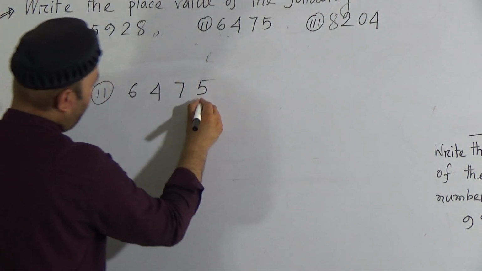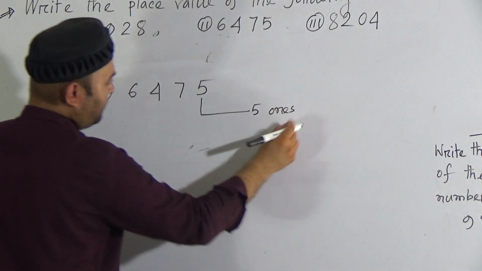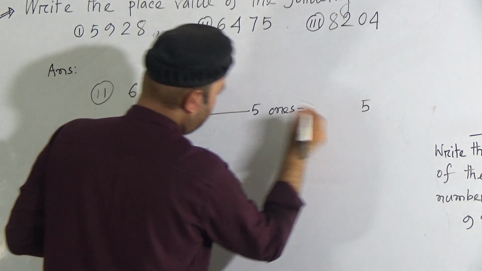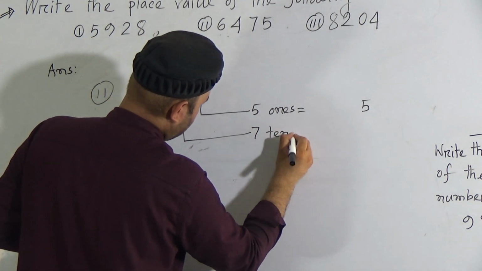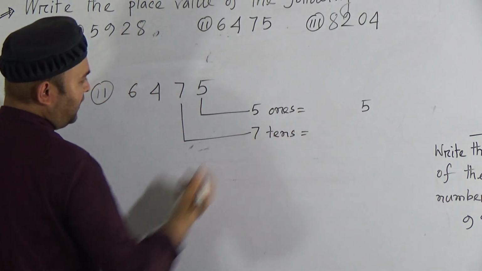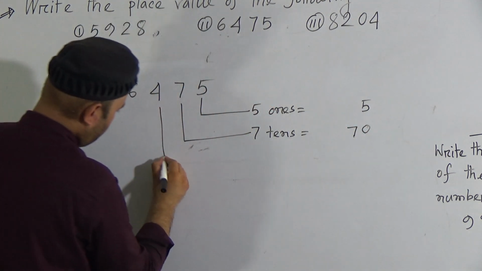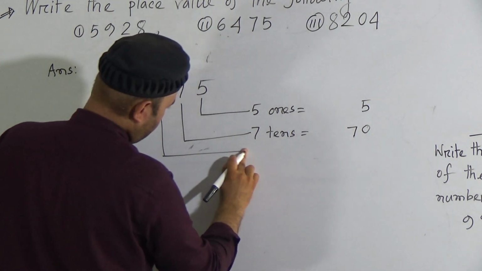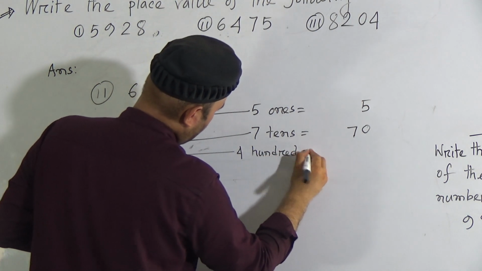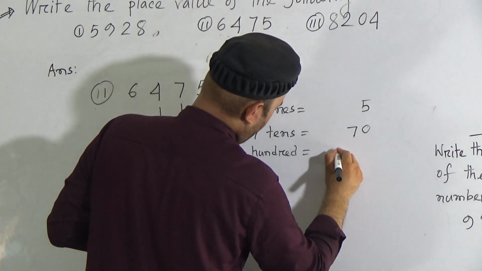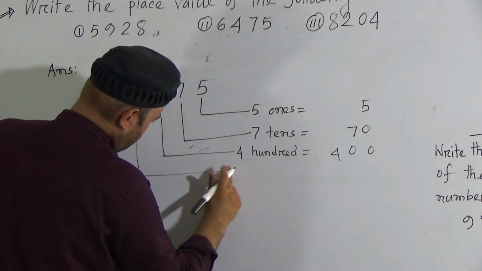Now number 2. 6,475. So here is a similar way. 5 is ones place, so 5 ones. 5 ones means 5. Then here is 7 tens. 7 tens means 7 multiplied by 10. So here it will be 70. Now here is 400. 400 means 4 multiplied by 100. Here is 400.